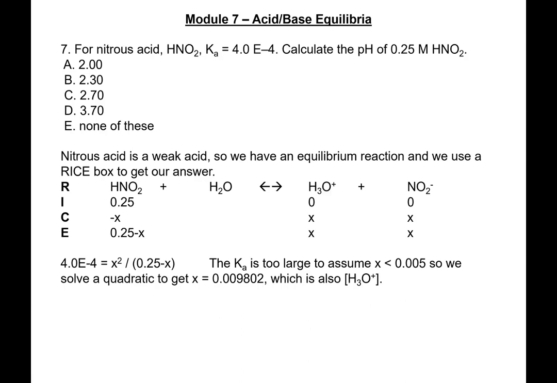So now that I know X, I know H3O plus, I can calculate the pH by taking the negative logarithm of that number, and I get 2.008. And of course, we're going to round that, look at our 4 or 5 available answers. We see that answer A is the correct answer.